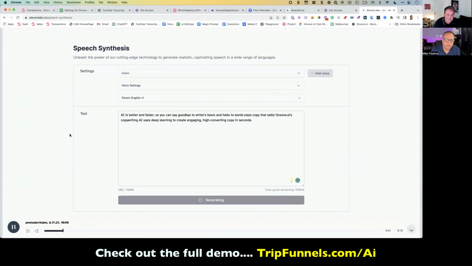And it's just generating. AI is better and faster, so you can say goodbye to writer's block and hello to world-class copy that sells.